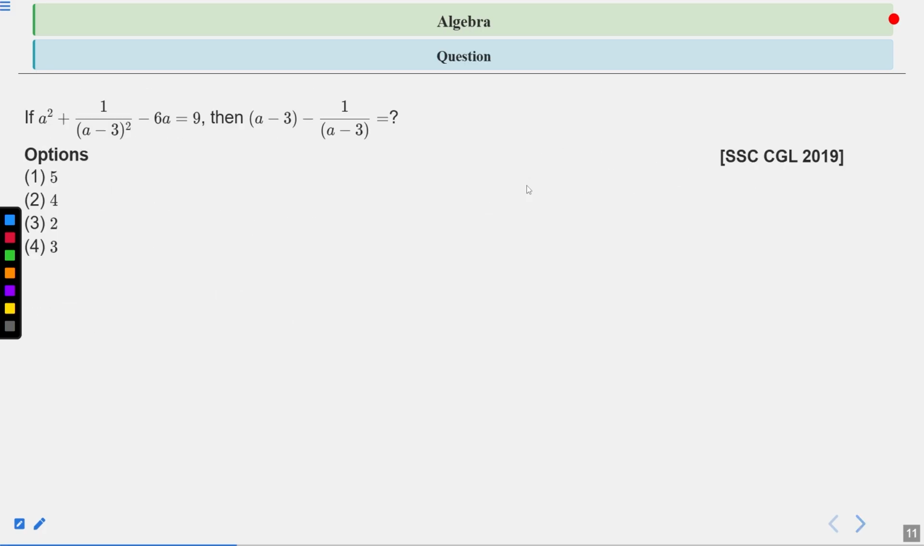So the question says that if a square plus 1 upon (a minus 3) square minus 6a equals 9, then what is the value of a minus 3 minus 1 upon a minus 3? This question was asked in the SSC CGL exam in 2019. There are 4 options. First one is 5, second is 4, third one is 2, fourth one is 3.